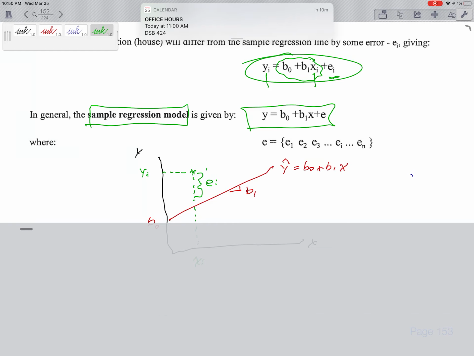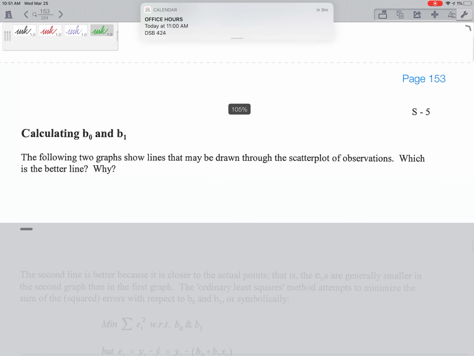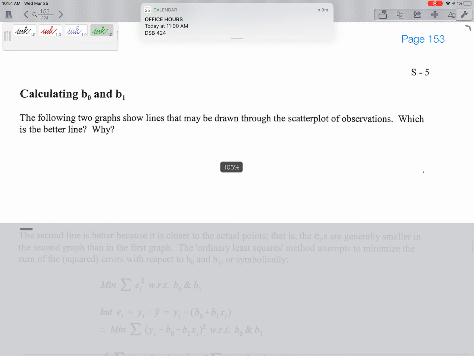And of course, every pairing of x and y's in the sample has an e, an error, whatever is left over, or how much it differs from the regression line. It could be 0 if it's right on the line, or it could be positive in this case, or it could be negative if it's below the line. All right, in the next part here, we're going to be taking a look at calculating B0 and B1, and I'm going to save that for the next lesson.